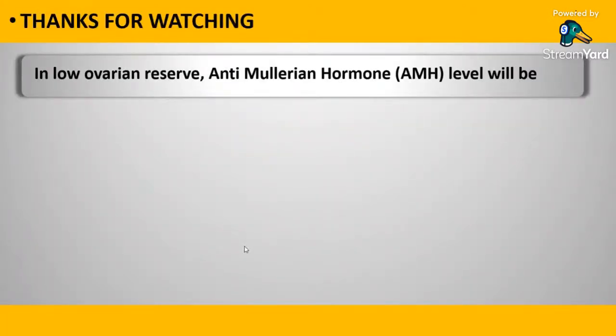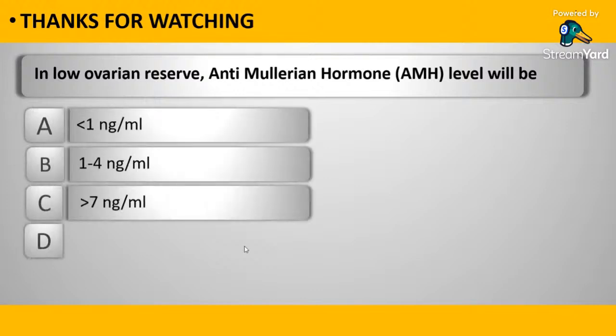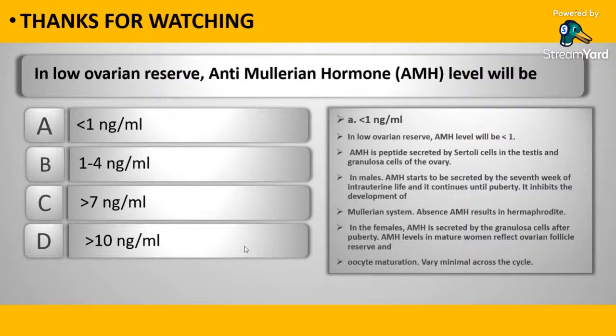In a low ovarian reserve, anti-Mullerian hormone level will be: A. less than 1 nanogram per ml, B. 1 to 4 nanogram per ml, C. more than 7 nanogram per ml, D. more than 10 nanogram per ml. It is less than 1 nanogram per ml. In low ovarian reserve, AMH level will be less than 1.